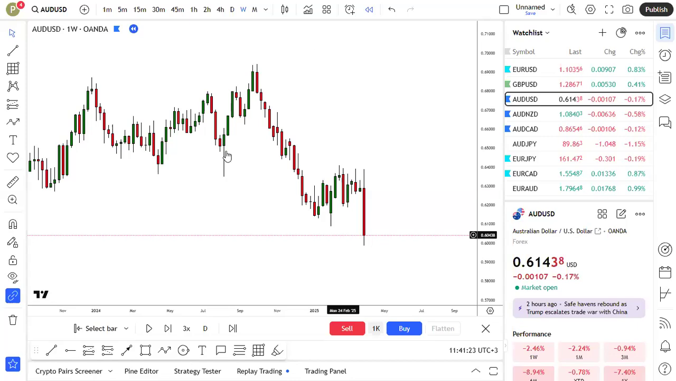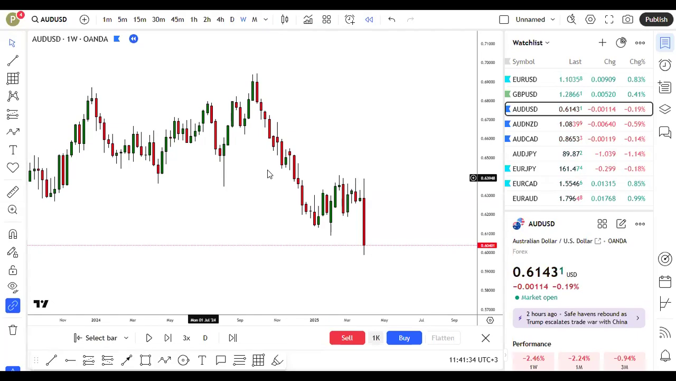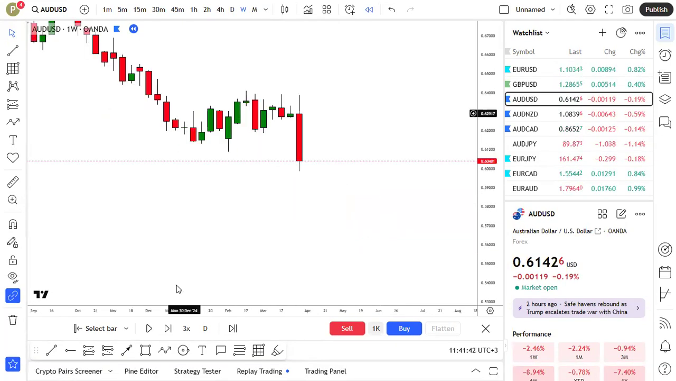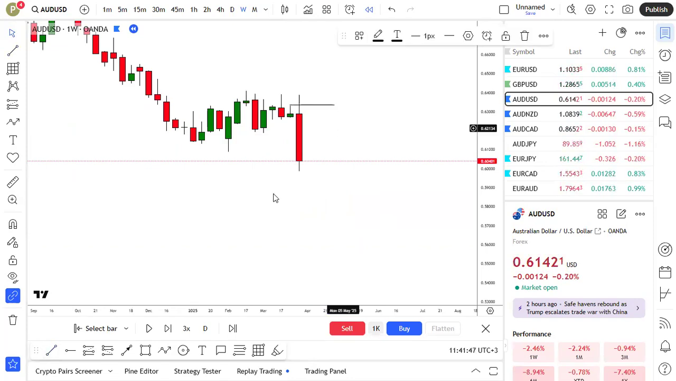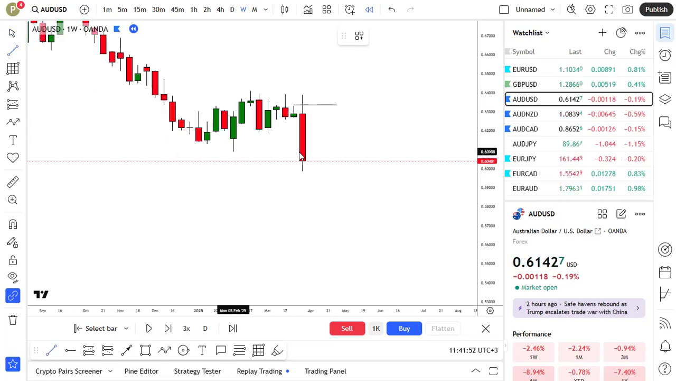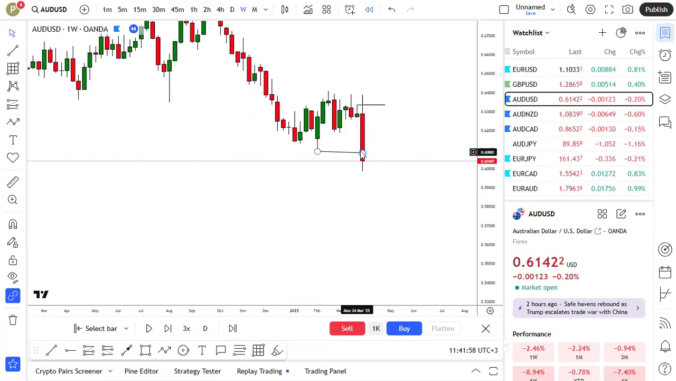So this is another example, and this is AUDUSD on the weekly time frame. Looking at the weekly here, you can see we have a very big candle to the downside, a very big bearish candle. We had that kind of turtle soup there, and then price went down, taking out this low. This is the sell side liquidity.